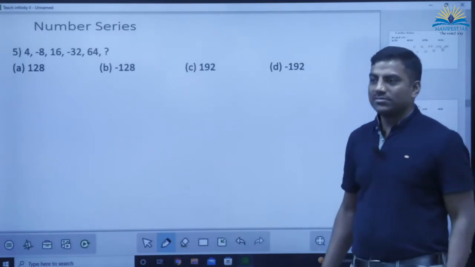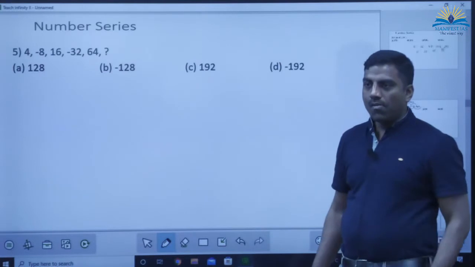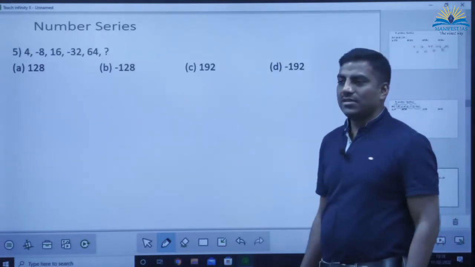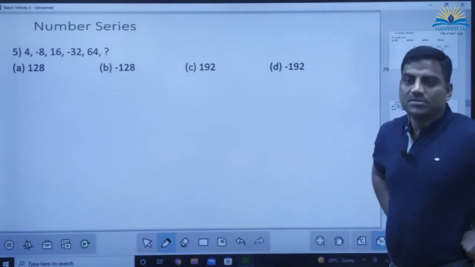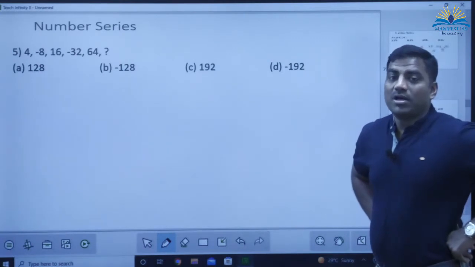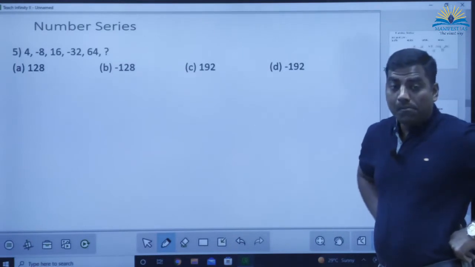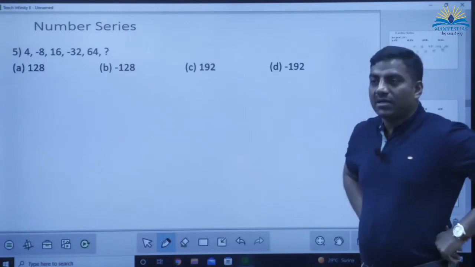I will not solve this. What is the answer? What is the answer? Everyone. Why? Tell me in what pattern they are.